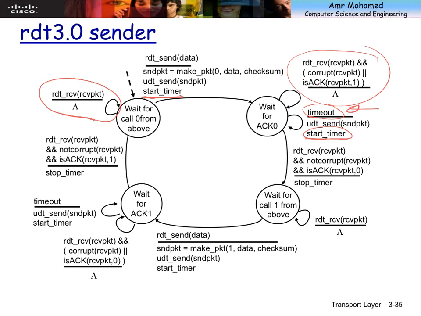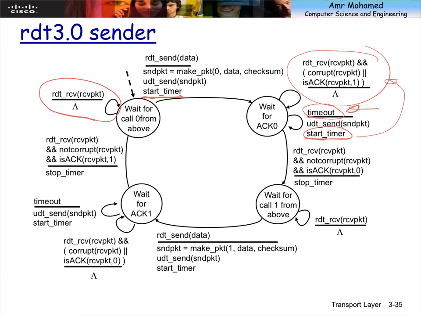So the difference between this and this is that now I need to retransmit the packet and start a new timer. But if I receive an acknowledgement for a previous sequence number, or if it's corrupted or anything, I don't have to do anything. I drop them. You don't retransmit, you don't do anything until there is a timeout.